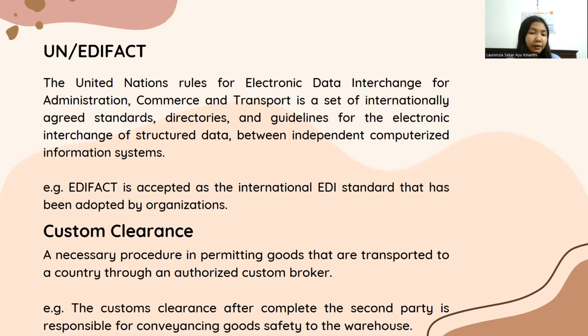The next one is customs clearance. It is a necessary procedure in permitting goods that are transported to a country through an authorized customs broker. The second example is, after the customs clearance is completed, the second party is responsible for conveying goods safely to the warehouse.